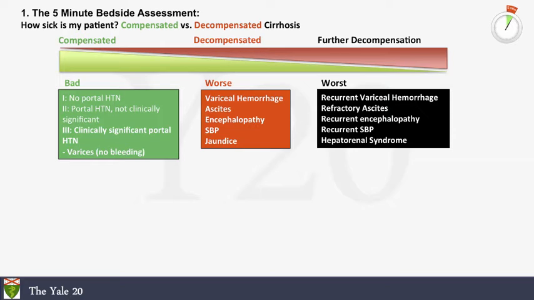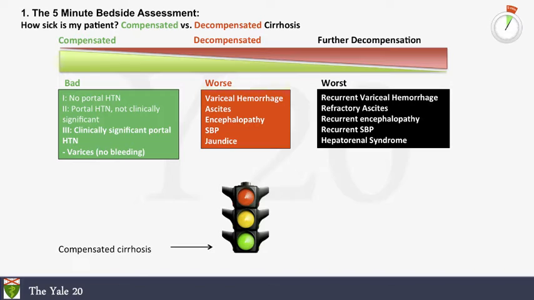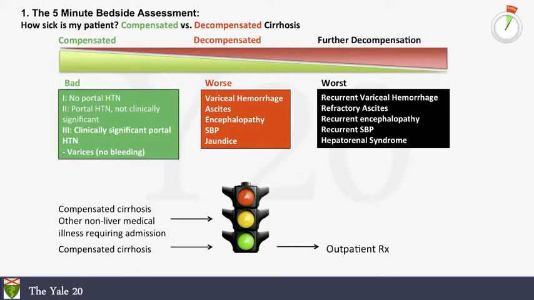Let's zoom out and think 5-minute bedside assessment. When I see a patient with end-stage liver disease or cirrhosis, I want to think, are they compensated, decompensated, or further decompensated? So let's go to our traffic light. If we're compensated cirrhosis, where they may have varices, they may not have varices, but no bleeding, these are patients who can be treated as an outpatient. Patients who are compensated cirrhosis but have another medical illness that could tip them over from bad to worse, these are patients who could be admitted to the medicine ward, and you can consider a liver consult.